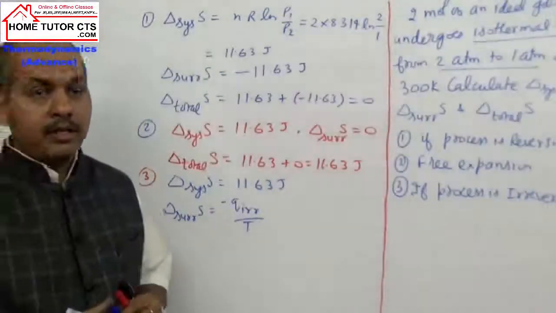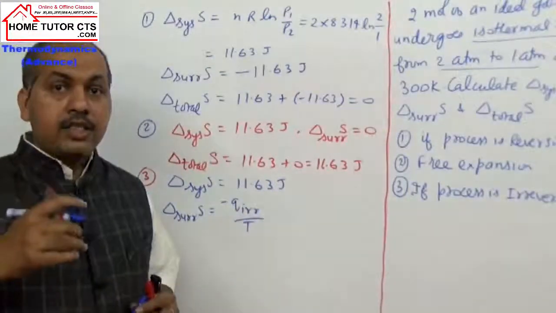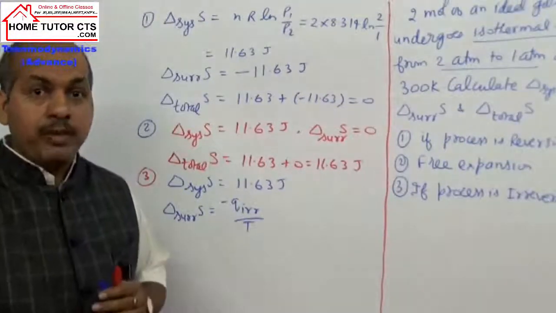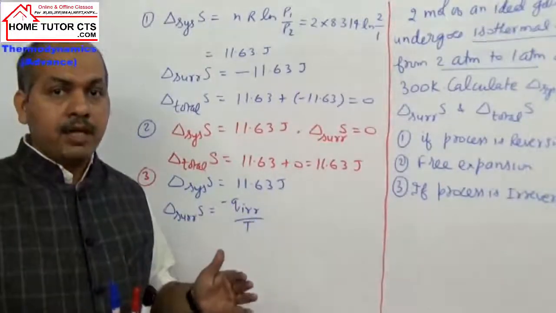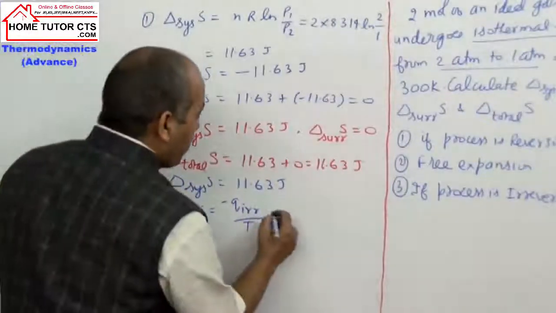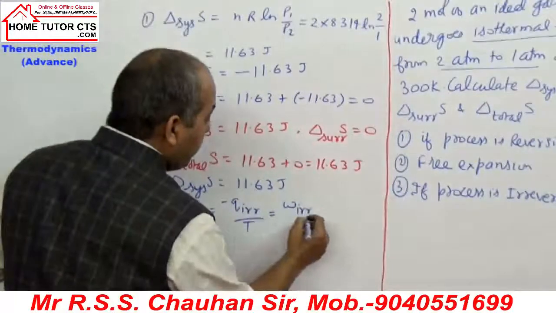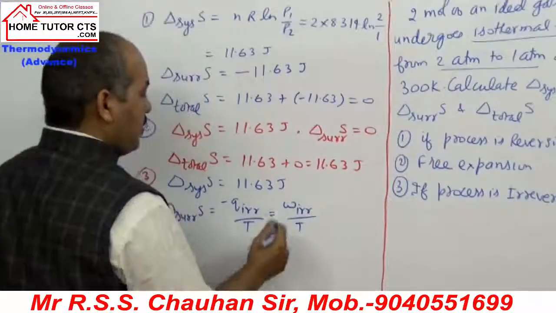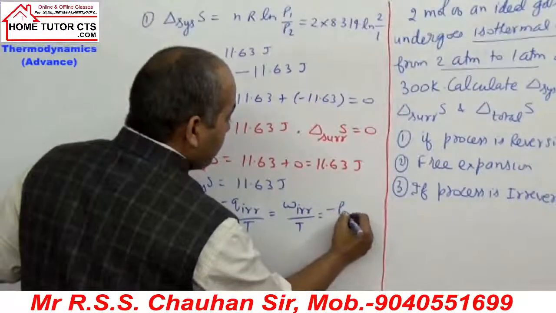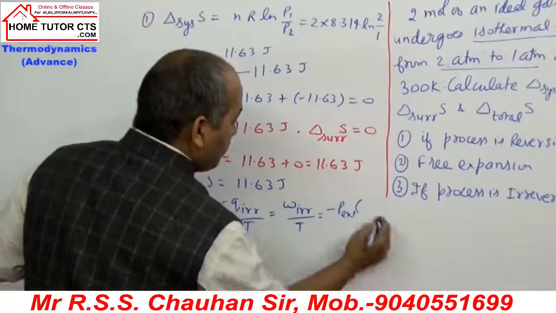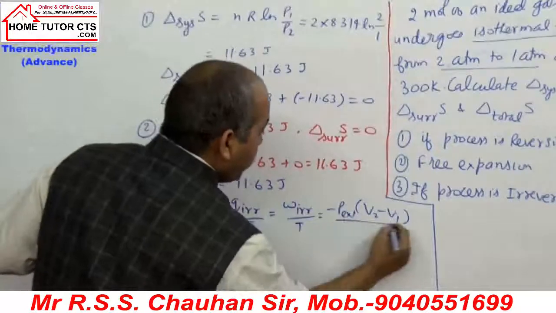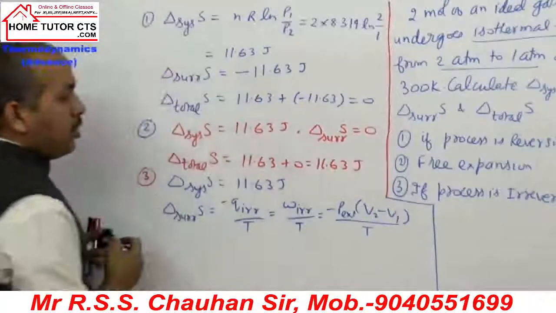Minus Q irreversible. When change is irreversible, since system will do work, for that work done by system, energy will be absorbed. Q will be absorbed. So Q is positive for system. Then for surrounding, Q will be negative. And this can be taken work irreversible done by system by temperature. And what is work taken here? Minus P external into V2 minus V1 by temperature.